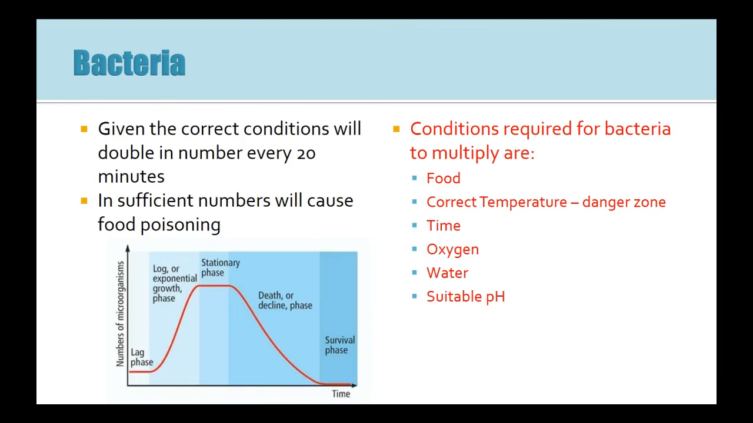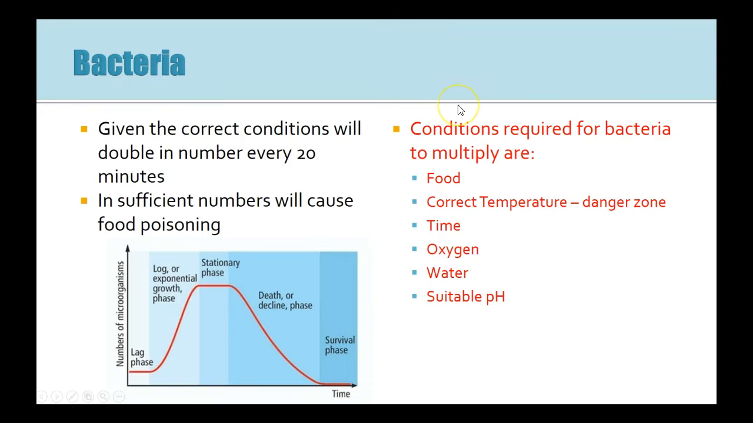So, if microorganisms and bacteria are given the correct conditions, they can actually double in number every 20 minutes. So if they have sufficient numbers, this will actually cause food poisoning. Now, there is an activity in Moodle that I would like you to complete looking at bacterial growth. So can you make sure that you check on Moodle to have a look at that activity, which is on the Nutrition CD-ROM, which is at the top of the Moodle page.